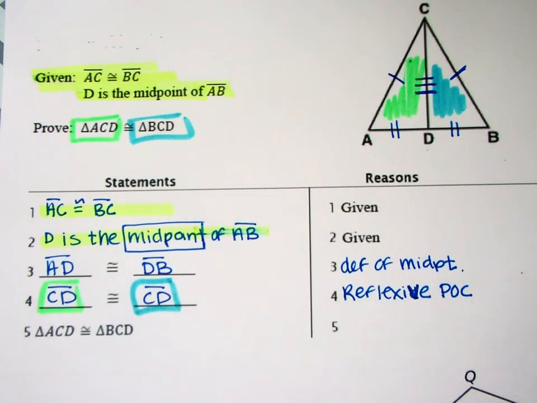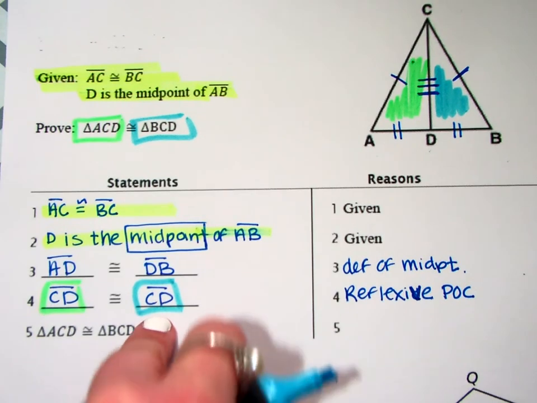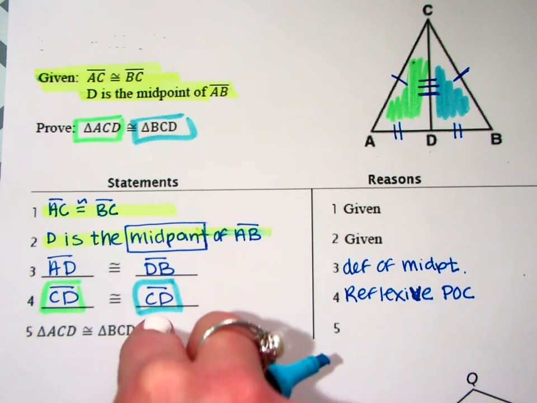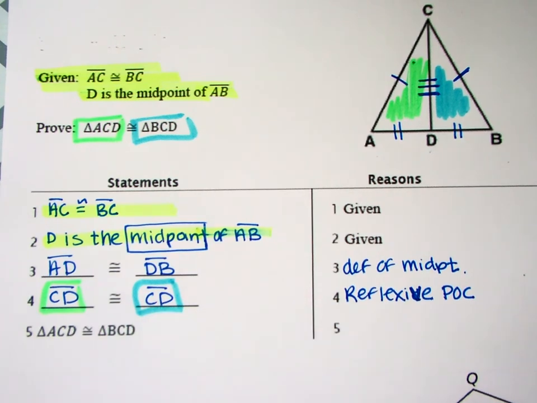And the best way to help you remember reflexive is to think of the word reflection. When you look into the mirror, your reflection is looking back at you. So when CD looks into the mirror, it sees CD back. So reflexive property means that it's the same on both sides.